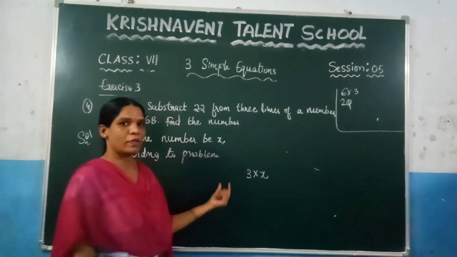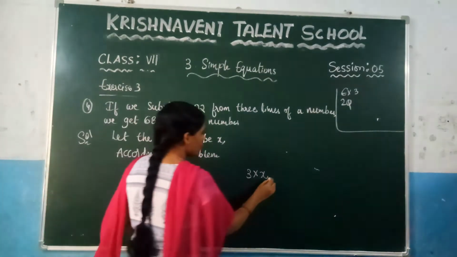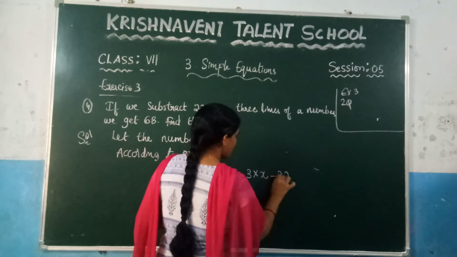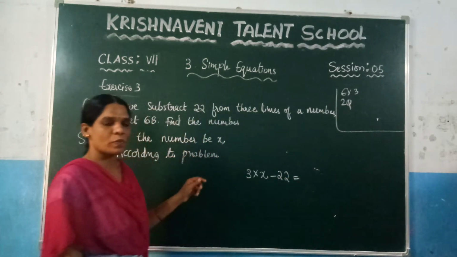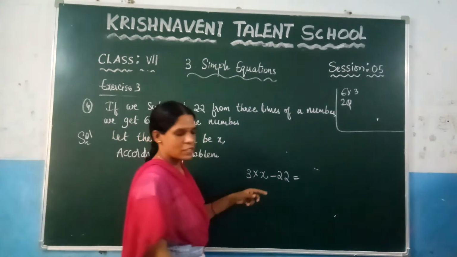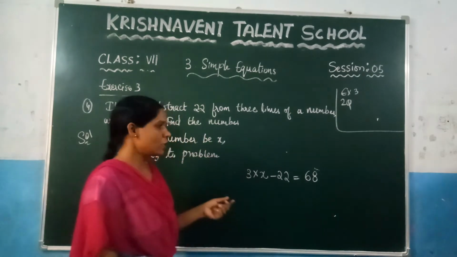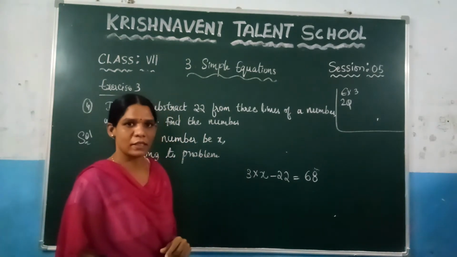From this number, what do we need to subtract? We need to subtract 22. So subtract. After subtracting, what are they saying, how much answer are we getting? We get here 68. So after subtracting, you are getting the result which is 68. Now you need to find what that number is.